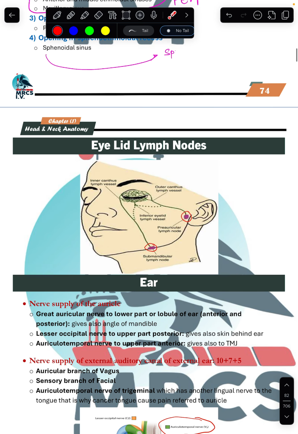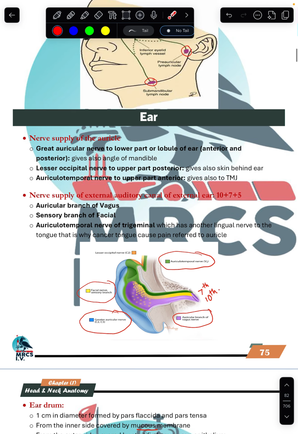There is an interesting lymphatic drainage. Lateral canthus, pretracheal; medial canthus goes to submandibular. If you see the ear, the supply of the ear auricle is from the greater auricular, lower part of the ear, to the anterior and posterior, and it also gives a branch to the angle of the mandible. So this is the question.